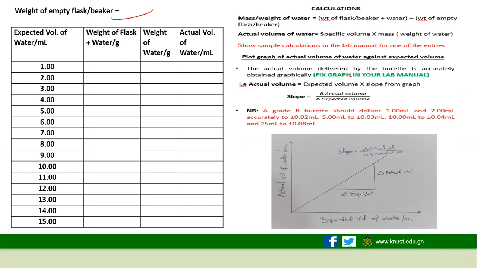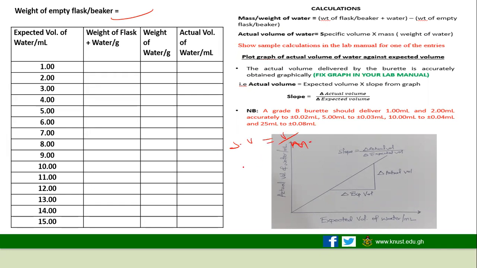Good. Now, the mass of water delivered at each stage will be the weight of the flask, including the weight of the water, minus the weight of the empty beaker, right? Good. Now, for us to find the actual volume of water, because the scale is giving us mass, for us to convert the mass to volume, they give us specific volume, which is equal to volume over mass, right?